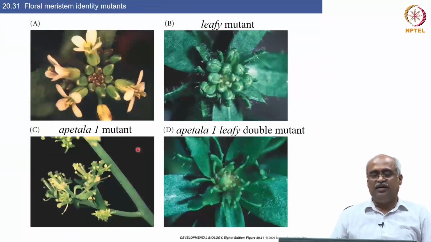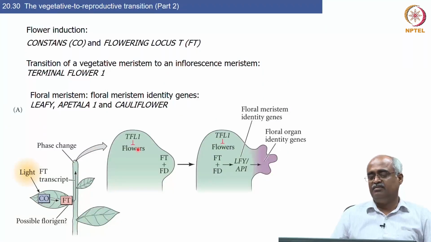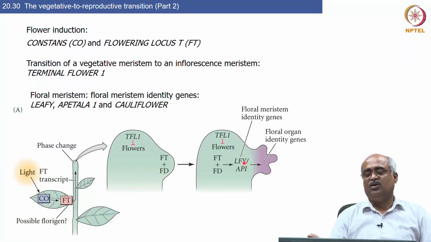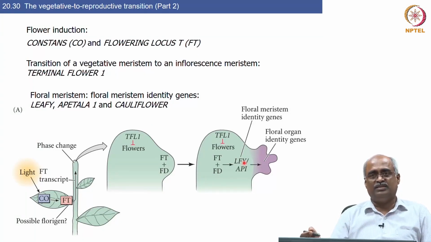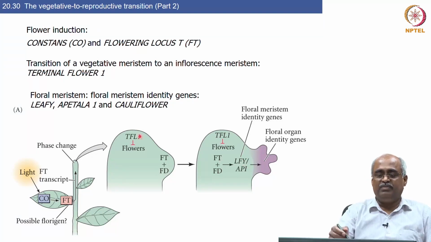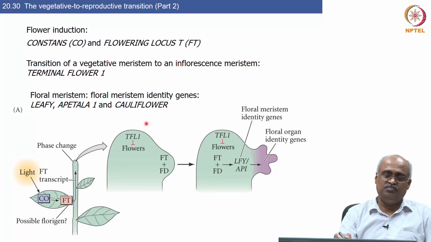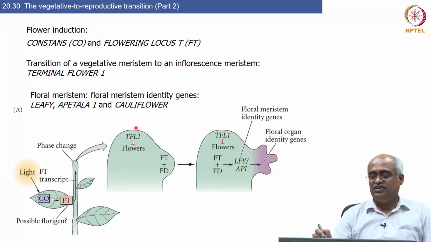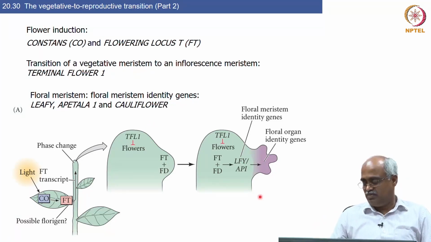So now how do we know this is how it all happens, and that LEAFY is really required for floral meristem identity? These are all based on the mutant phenotypes. Like the name tells you, terminal flower 1, meaning if it is not there, you are going to produce a flower at the terminus of the shoot. Okay. Similarly, if you do not have LEAFY, what happens? If you do not have APETALA 1, or CAULIFLOWER, what is going to happen? These are the things that come from the phenotype of the mutants.